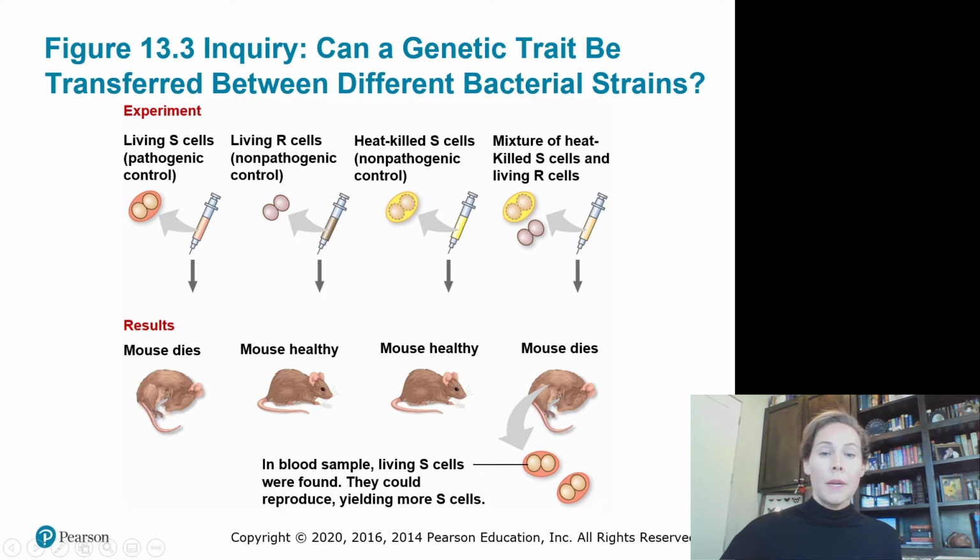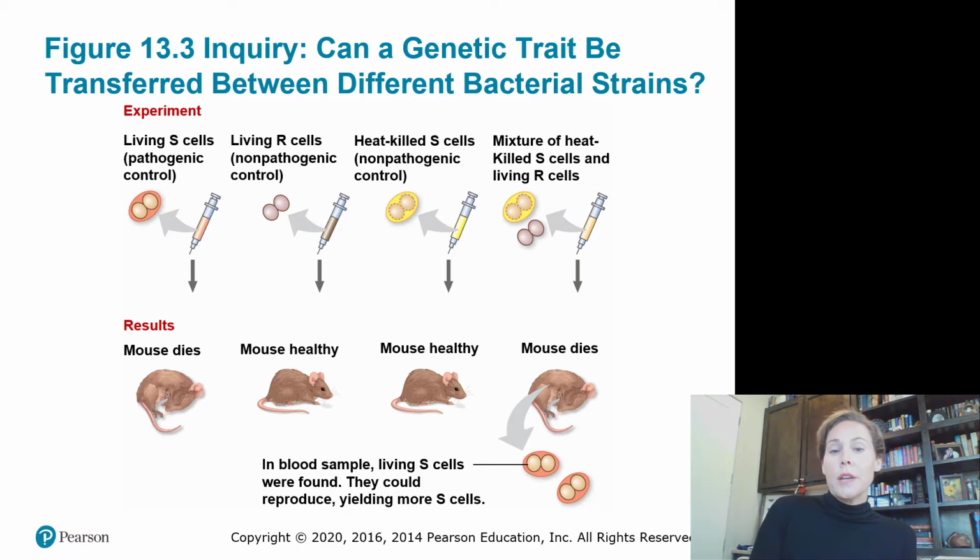So this is just an image of that experiment that he did, where he gave pathogenic cells to a mouse. The mouse gets sick and it dies. He gives non-pathogenic cells to a mouse. That bacteria doesn't kill the mouse. He gives heat-killed non-pathogenic strains to the mouse. The mouse doesn't die. That's what we would understand it to be.